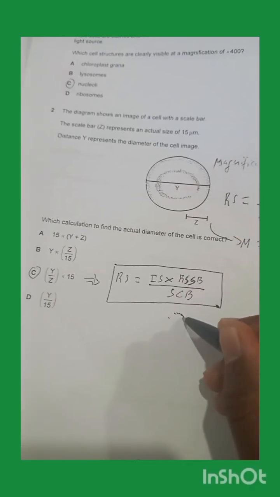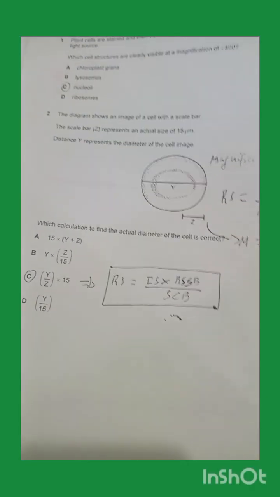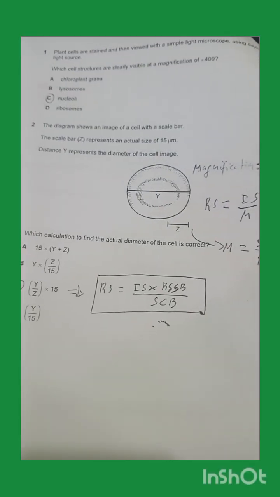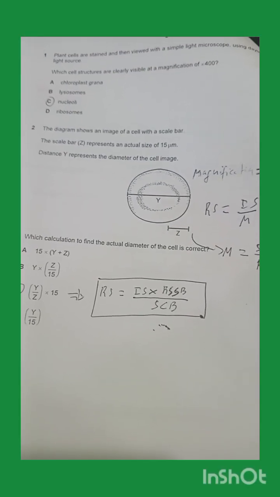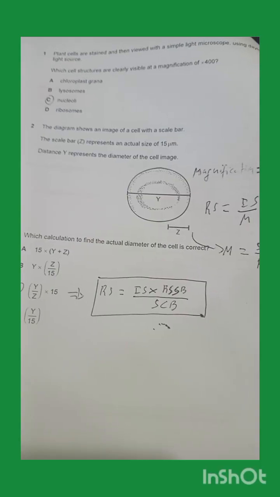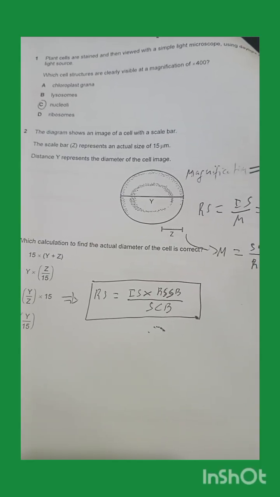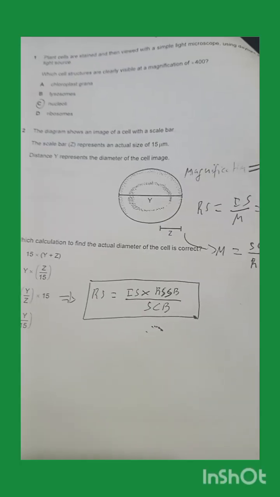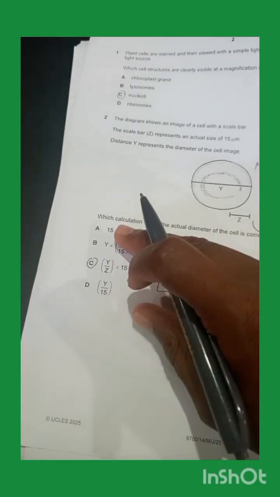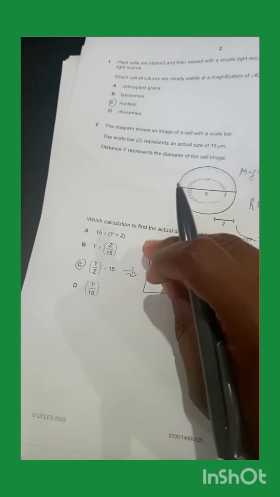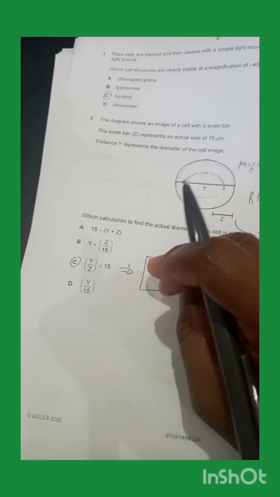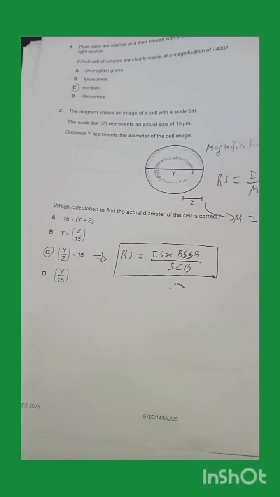So now it gives you this formula here, and this formula is actual size is image size times real size of the scale bar. They told us that the real size, the actual size of the scale bar is 15 micrometers, over size of the scale bar. So this corresponds to this option here, option C. All right, it corresponds to option C. So this is the correct answer for number 2. Okay, let's move on. Let's see what we can do.